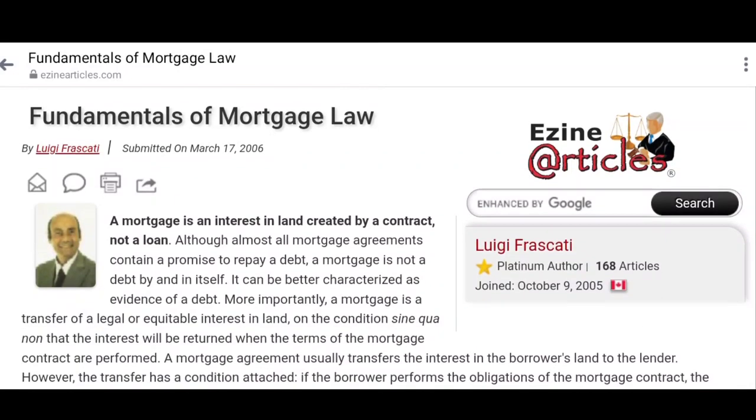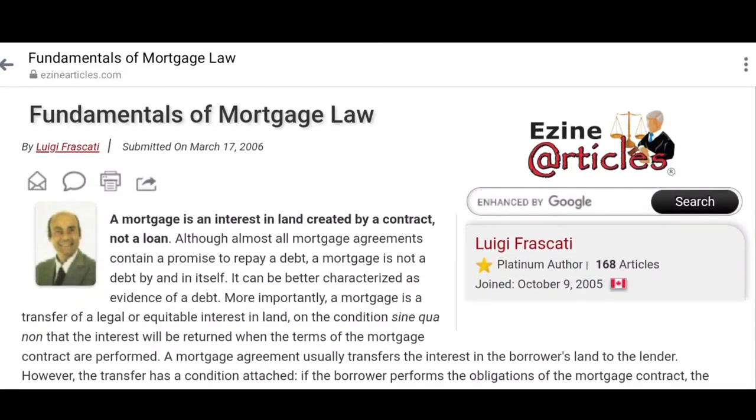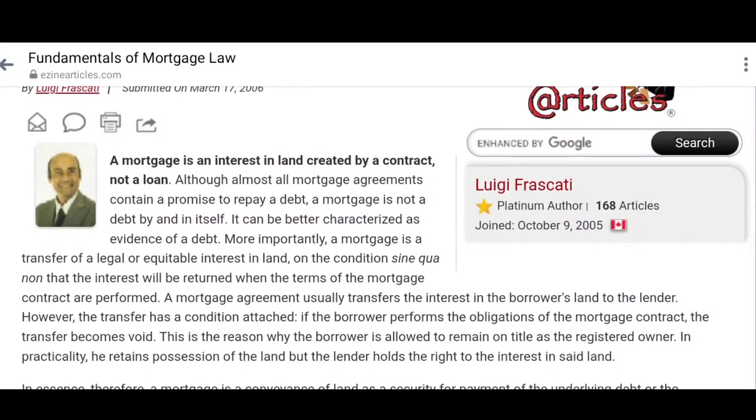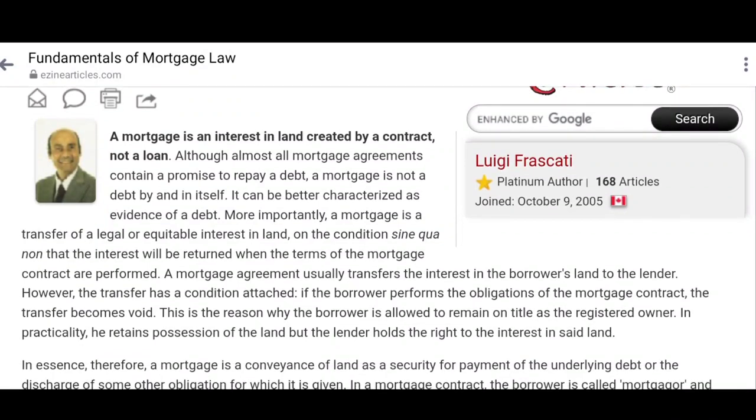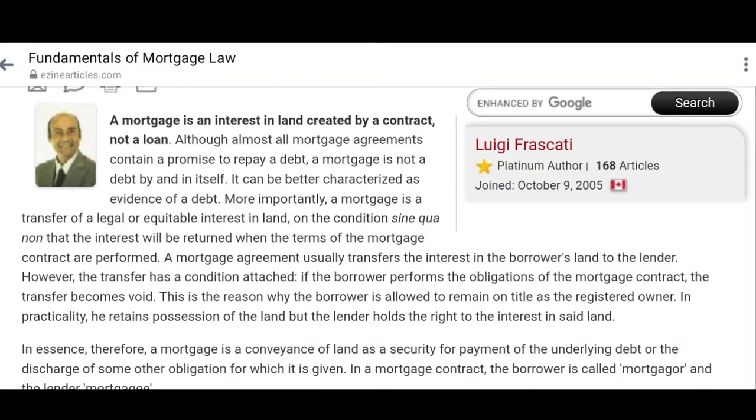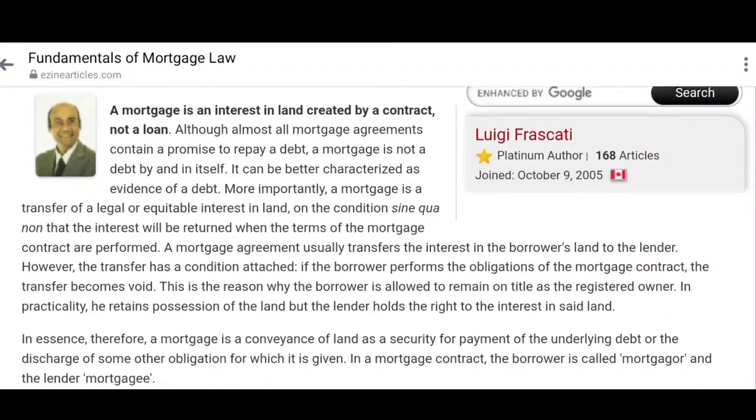A mortgage is an interest in land created by contract, not a loan. Although almost all mortgage agreements contain a promise to repay a debt, a mortgage is not a debt by itself. It can be better characterized as evidence of a debt.